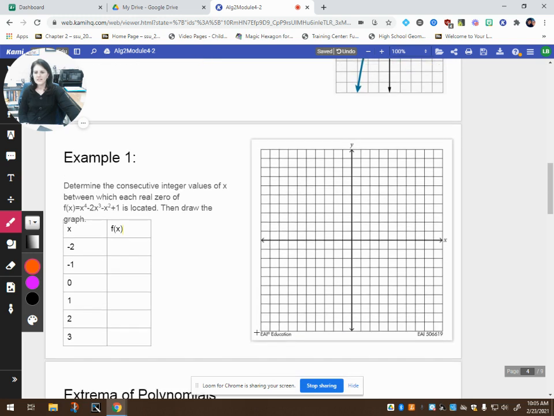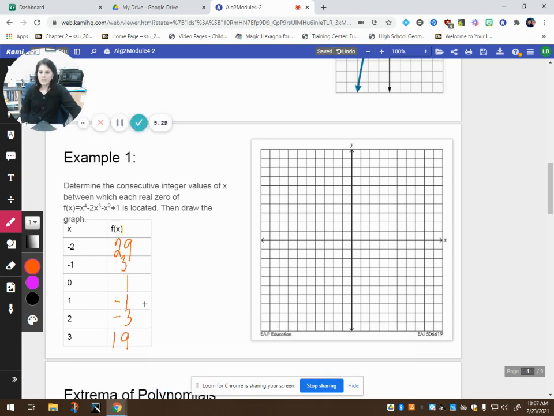So let's try this. Example 1. Determine the consecutive integer values of x between which each real zero of the function is located. Then draw the graph. So what I would like for you to do is take the time to plug this in. Make sure when you plug it in, you put it in parentheses. So I've got the whole quantity, negative 2 to the fourth power, minus 2 times negative 2 cubed, minus negative 2 squared, plus 1. Type that into the calculator and fill in your table.